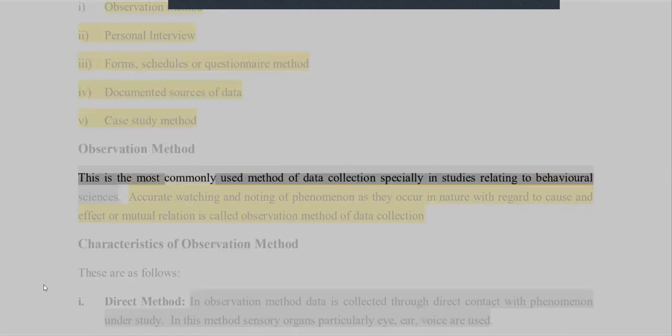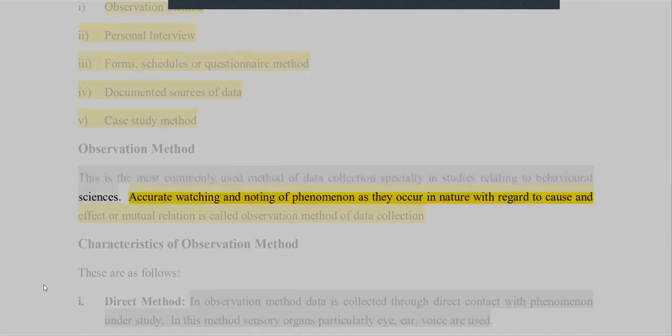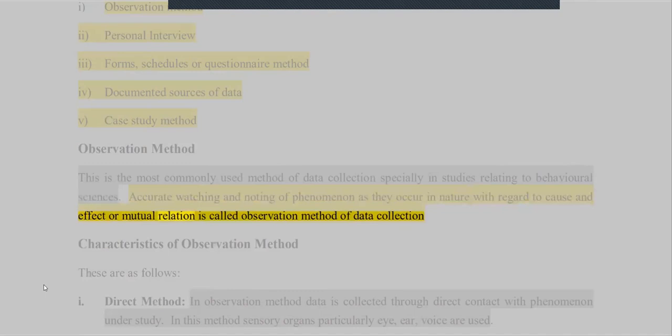Observation method. This is the most commonly used method of data collection, especially in studies relating to behavioral sciences. Accurate watching and noting of phenomenon as they occur in nature with regard to cause and effect or mutual relation is called observation method of data collection.